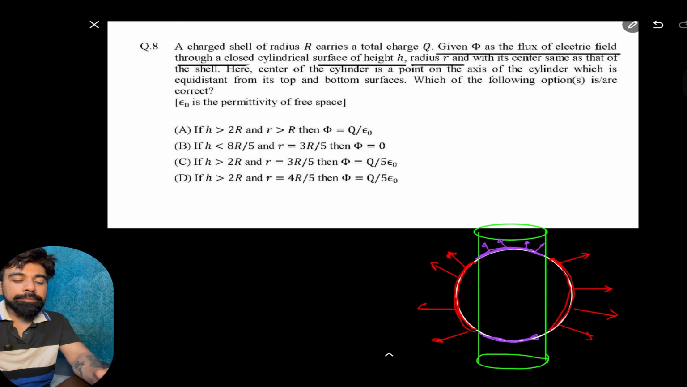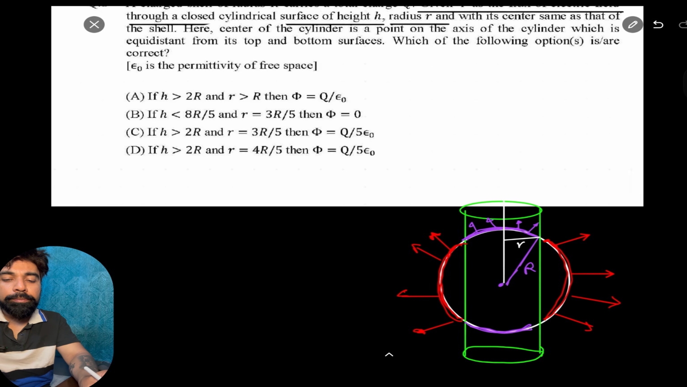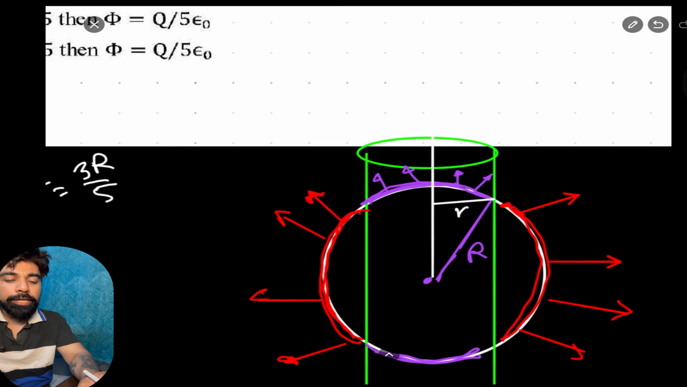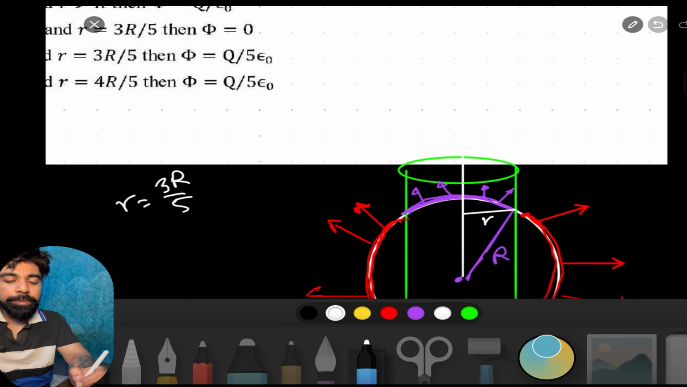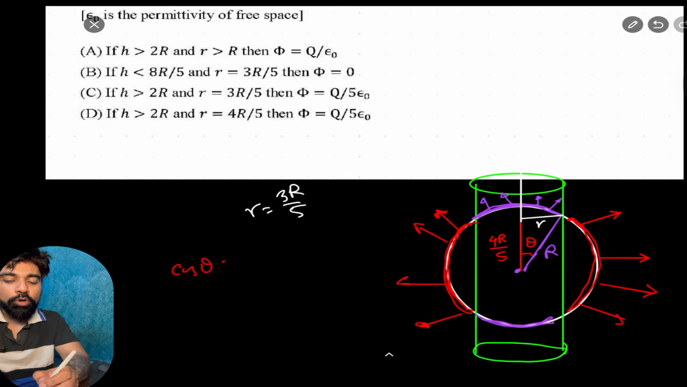So what I'm going to do is join the center and connect the radius. This is the radius of the sphere, which is capital R, but the cylinder now has a radius small r, and the value of small r according to the problem is 3r by 5. So if small r equals 3r by 5, this particular segment, the red one, is going to be 4r by 5, right? So what will be this angle? Theta. Now what will be cos theta? The cos theta is base by hypotenuse. That means it's going to be 4 by 5.